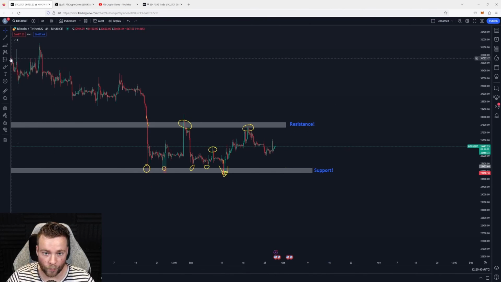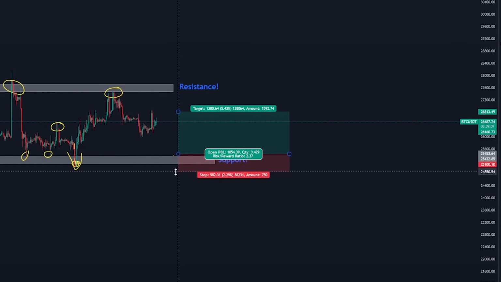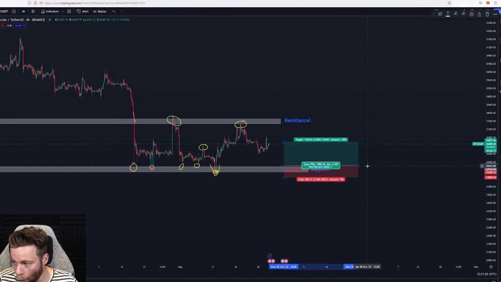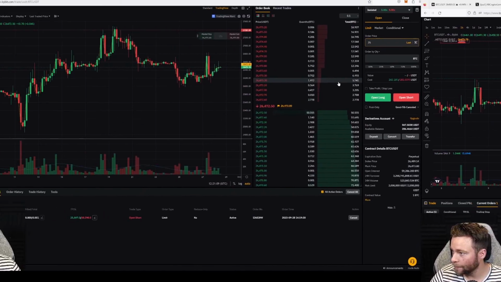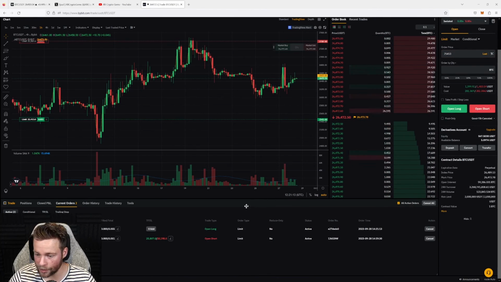So let's remove this. And now we're going to open a long position once it hits the support. Like I said, just a bit above the box, so probably around here. And then have the stop loss just a bit below the previous wick, which is around here, with a risk to reward ratio of 2. So that will be around here. So we're going to open a long position at 25,453.